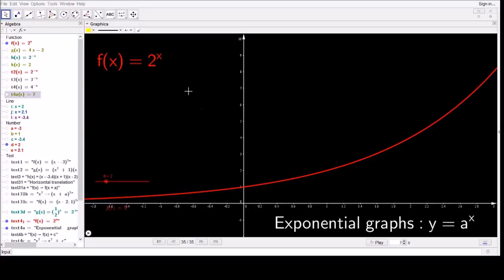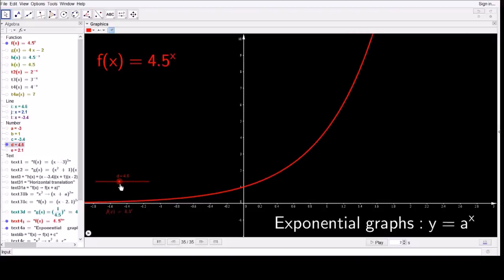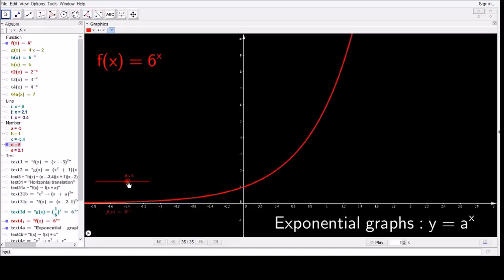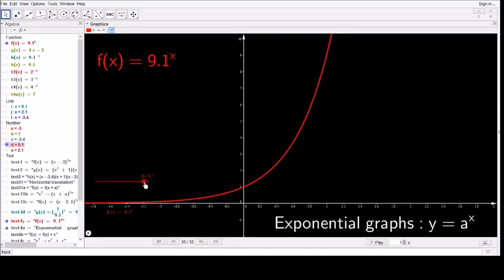So what do you think will happen as we increase the value of the base? How about if we went from 2 up to 4? Well, you can see there's a very sharp increase in the steepness of this curve. Of course, as the base gets larger, the curve will get steeper and steeper. So it will go all the way up to 10, and you can see it's now curving very sharply upwards. That's going to head off to infinity really quickly.